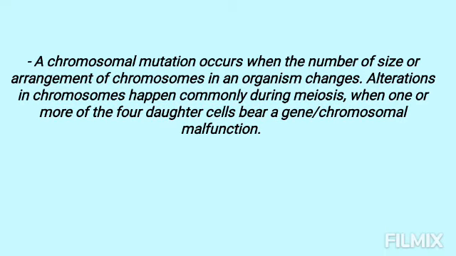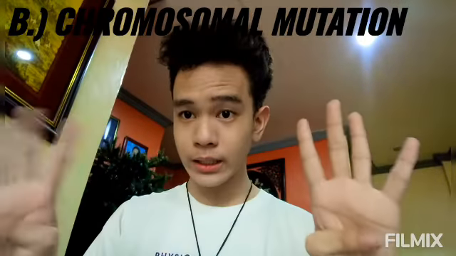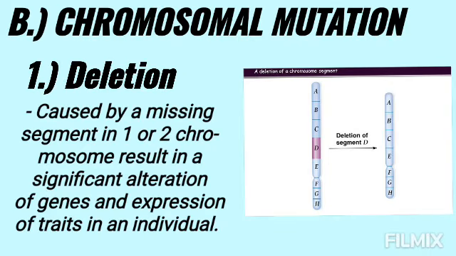Letter B. Chromosomal mutation. A chromosomal mutation occurs when the number, size, or arrangement of chromosomes in an organism changes. Alterations in chromosomes happen commonly during meiosis, when one or more of the 4 daughter cells bear a gene or chromosomal malfunction. Chromosomal mutation can happen in 4 ways. Number 1. Deletion is caused by a missing segment in 1 or 2 chromosomes, resulting in a significant alteration of genes and expression of traits in an individual.